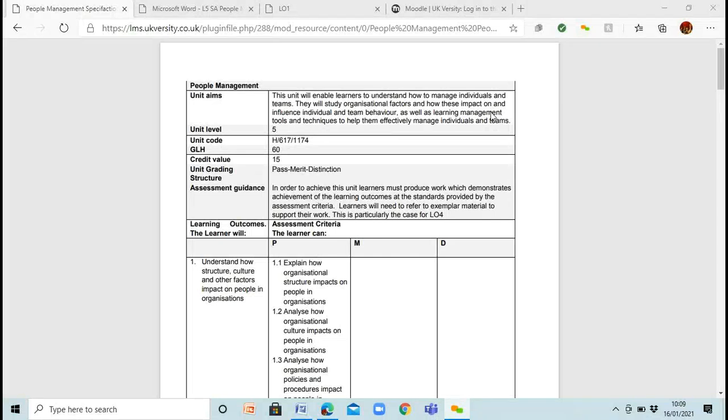Hi, good morning. Right, today we're going to be looking at the People Management Unit for the Level 5 Extended Diploma in Business and Management. So we always start off with the front cover sheet, which you can see on my screen here.